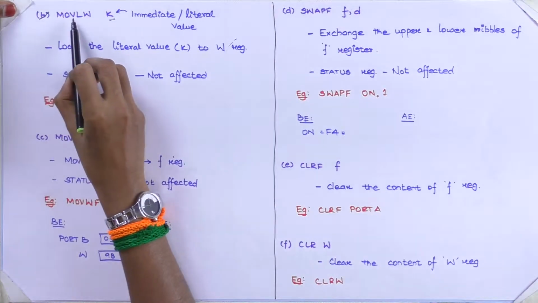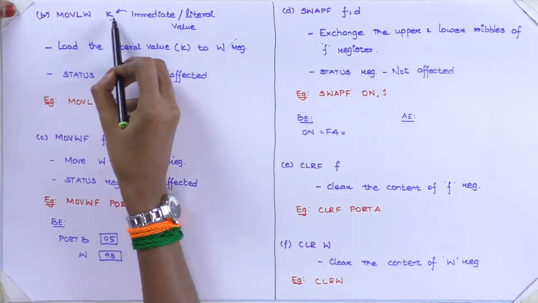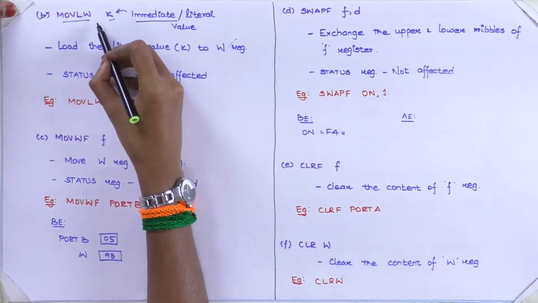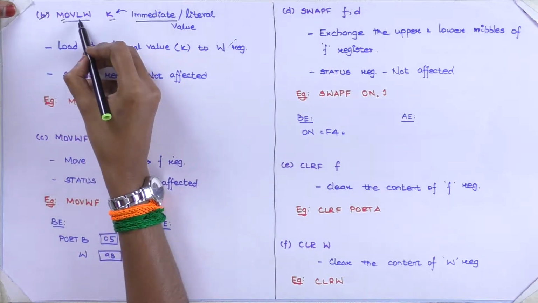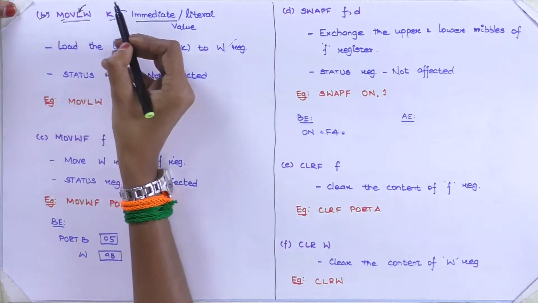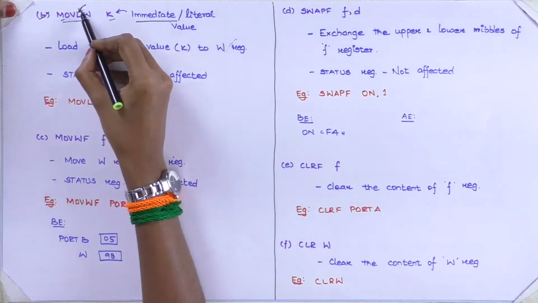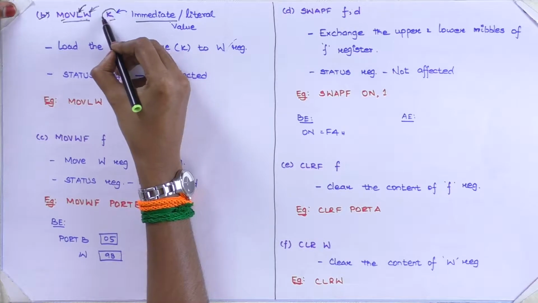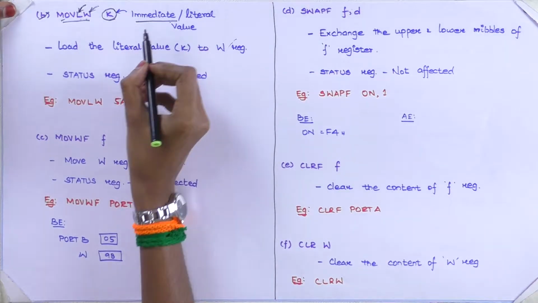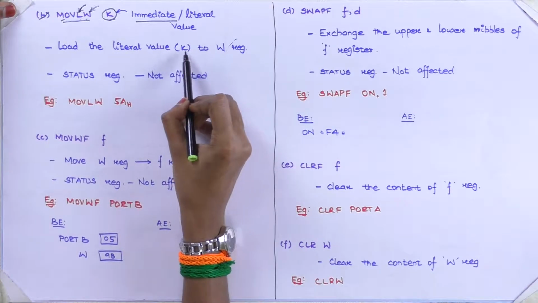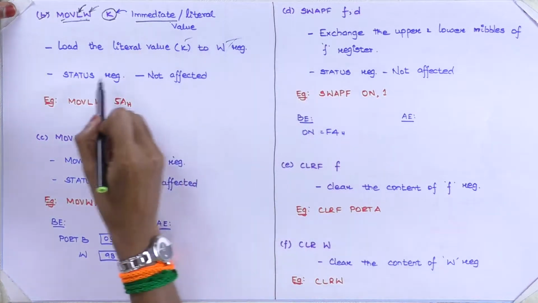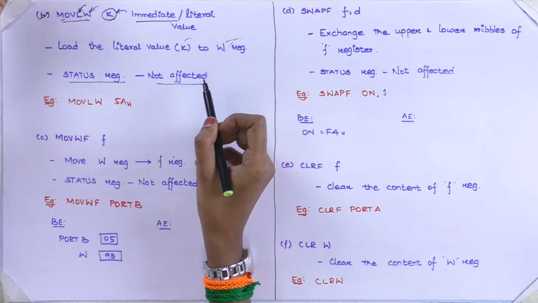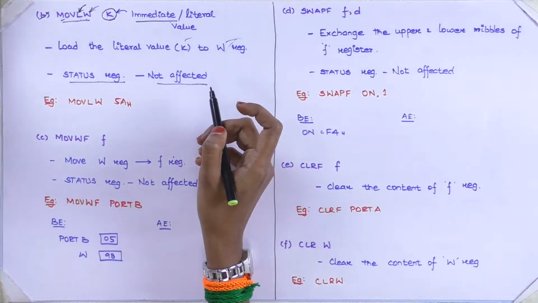The next instruction is MOVLW K. If you want to move an immediate value to a register, we can use this instruction. This instruction will move the literal value, L for literal, literal in the sense of immediate, into the working register, W is for working. This literal value we will mention in the instruction itself. So this will load the literal value K into the W register. By executing this instruction, the status register will not be affected. This status register is nothing but the flag register. This we have discussed in the previous video lecture itself.